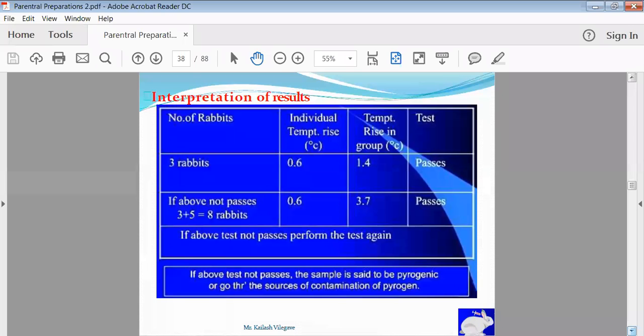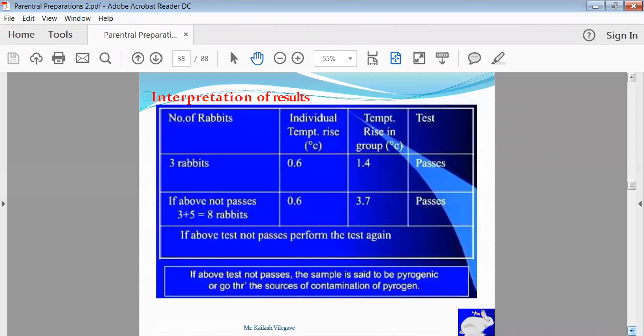For an individual rabbit, it should not increase by more than 0.6 degrees. As well as, if you are taking 8 rabbits, it means 16 rabbits, 8 male and 8 female. So the average temperature increase for all the 16 rabbits should not be more than 3.7 degrees centigrade. Suppose it is increasing by 3.7 degrees centigrade on average, then we have to conduct that test again.